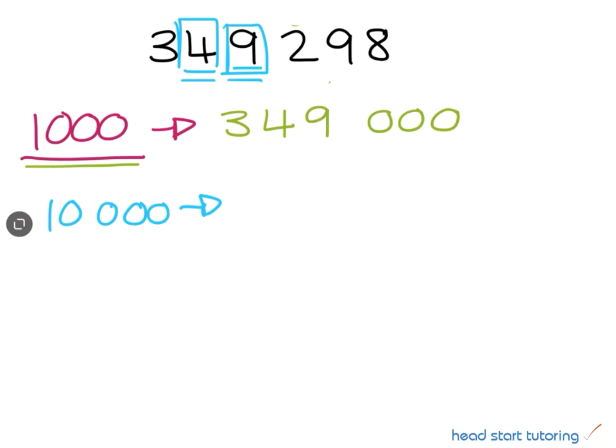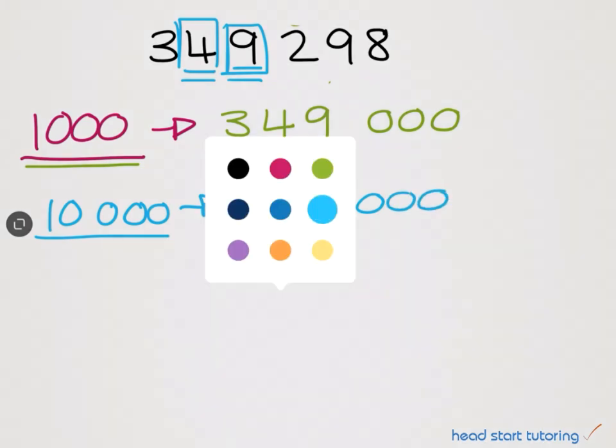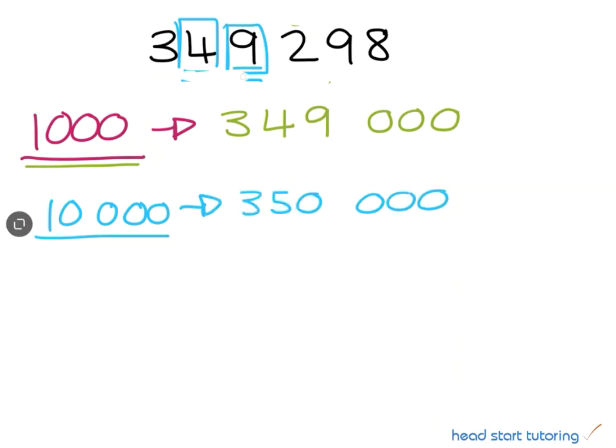So rounding the number 349,298 off to the nearest 10,000 will give us an answer of 350,000.